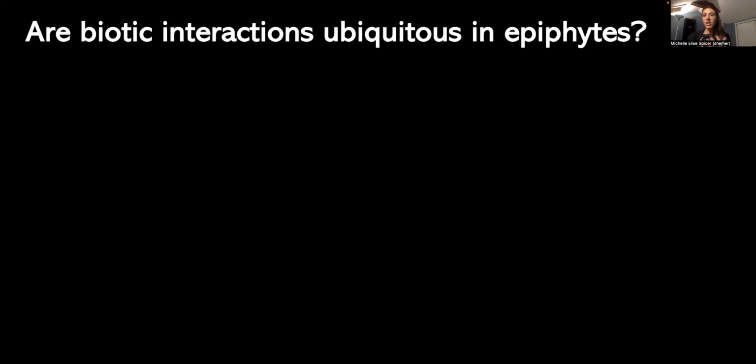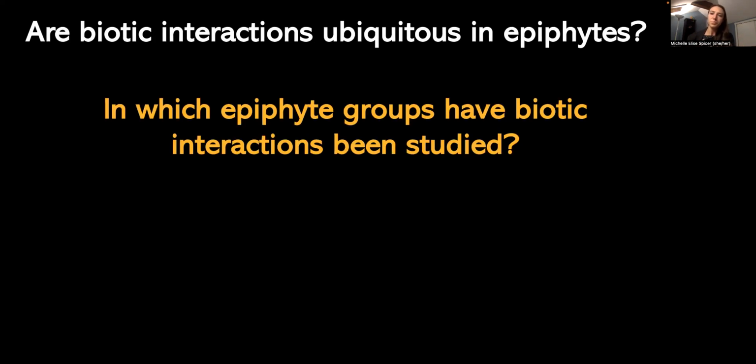So we really set out to think of this very broad question with this review. Are biotic interactions that we know are drivers of plants that are rooted in the ground also really ubiquitous in epiphytes? Do we see them there too up in the canopy? So we divided this up into 3 sub-questions.